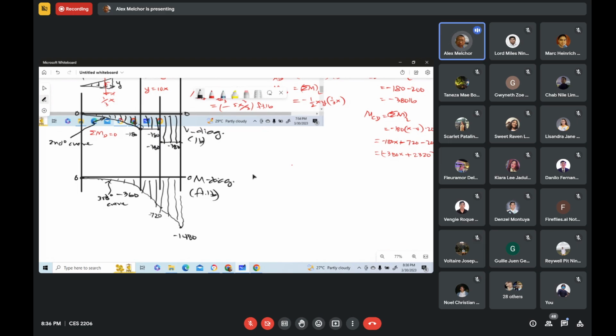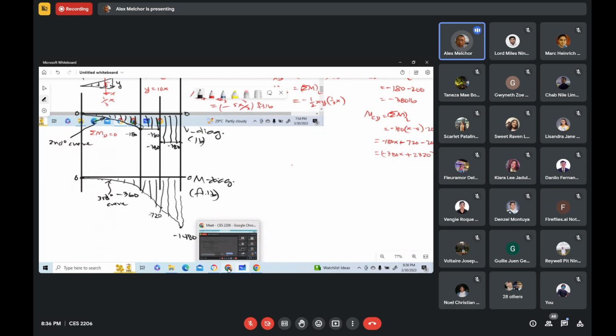Okay, now if there are no questions, I'm going to explain to you the relation between the load, the shear, and the moment. Now, knowing the relation between the load, the shear, and moment, we don't need to write the shear and moment equations. We can directly sketch the shear and moment diagrams without writing the shear and moment equations, if we know the relation between the load, the shear, and the moment. Okay?